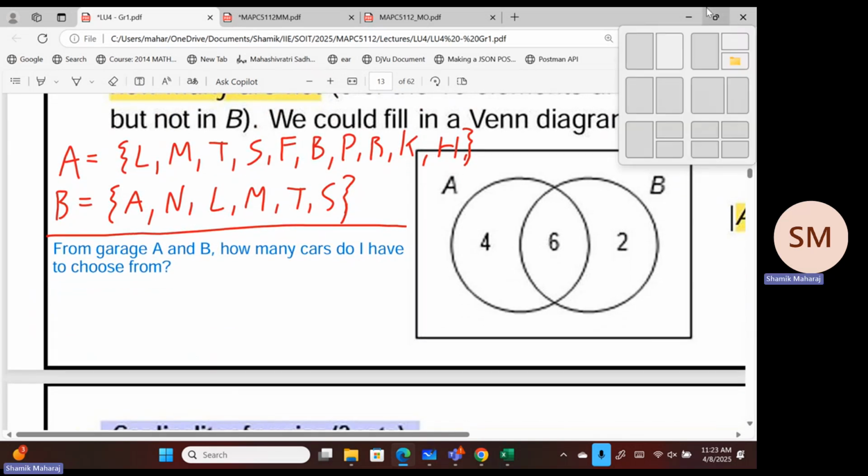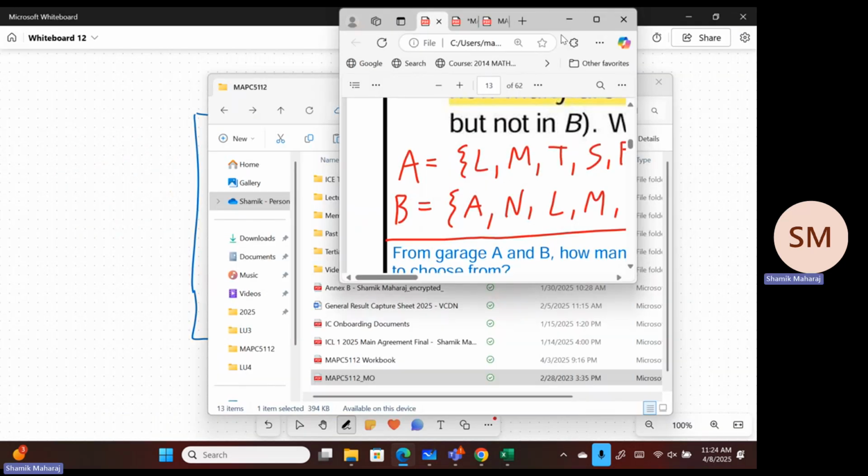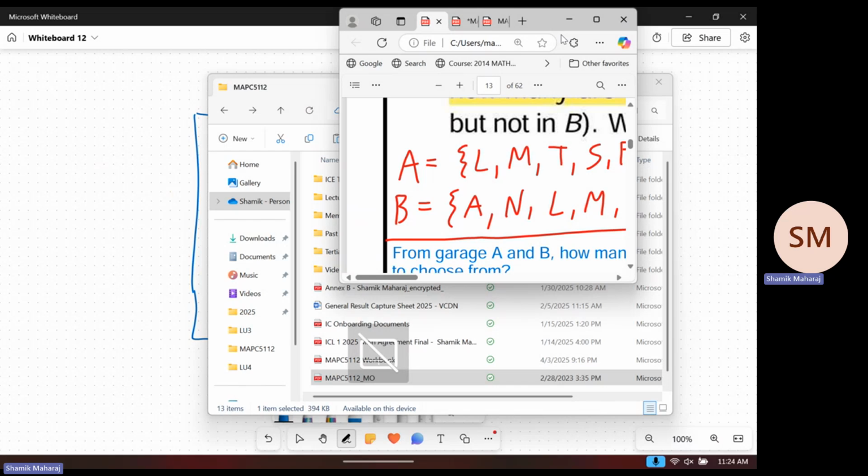Okay, is the question clear to you guys? We have two garages here with all different cars. I just need to pick one. One car. It's a nice garage too, so good options.